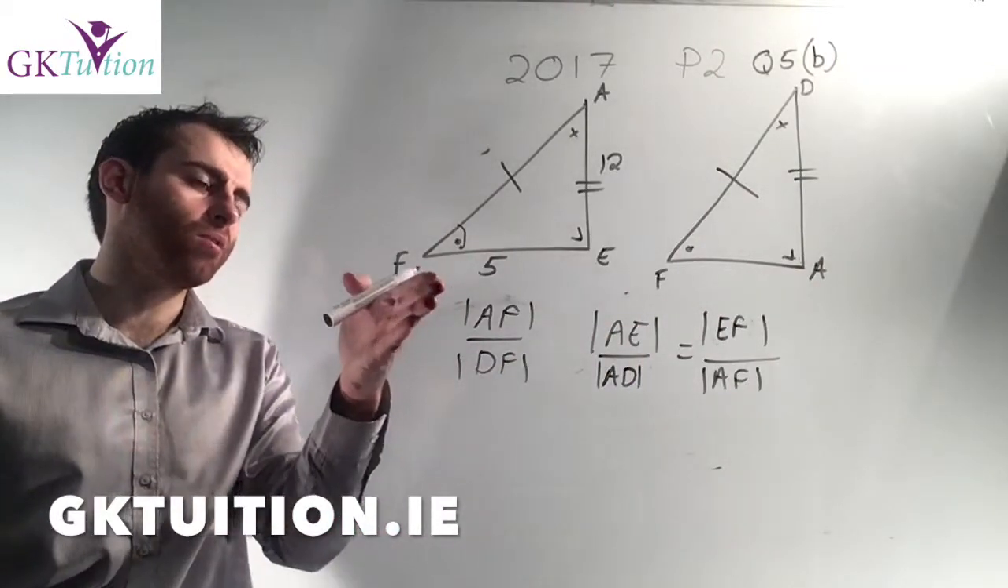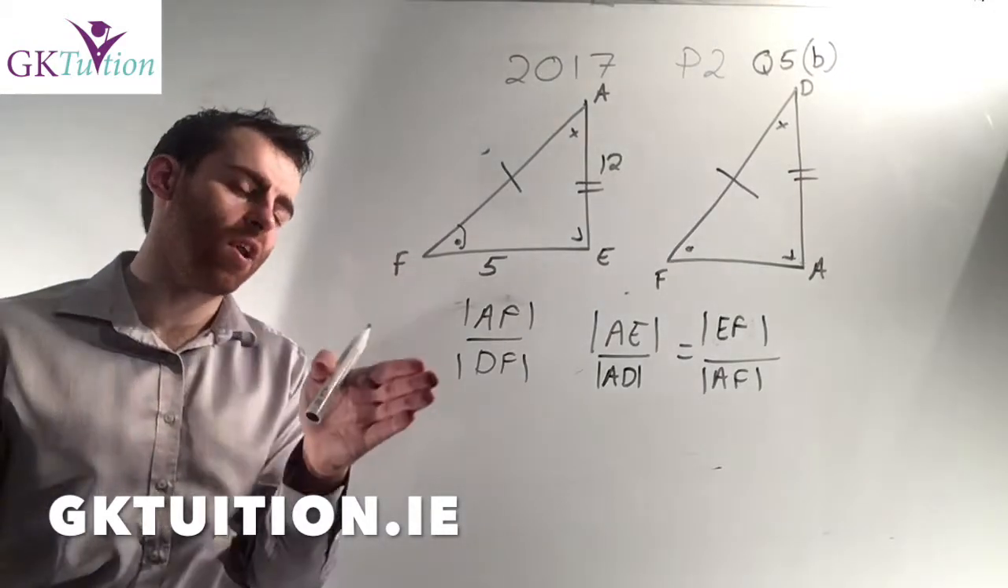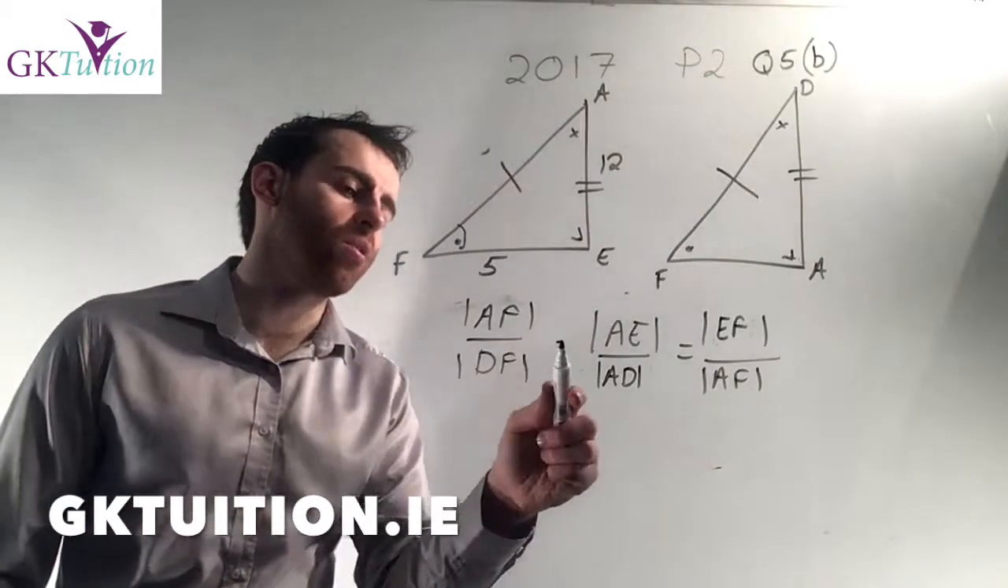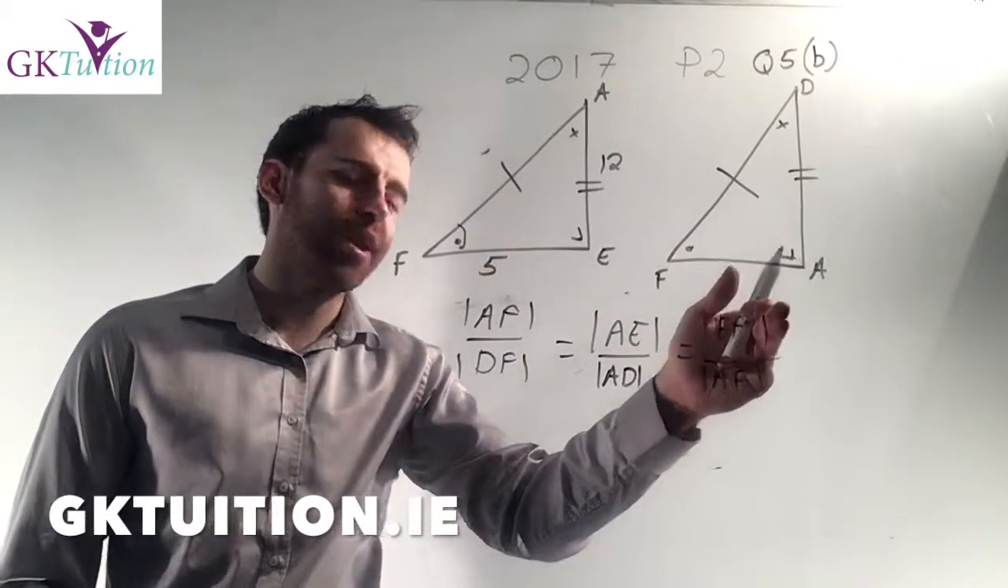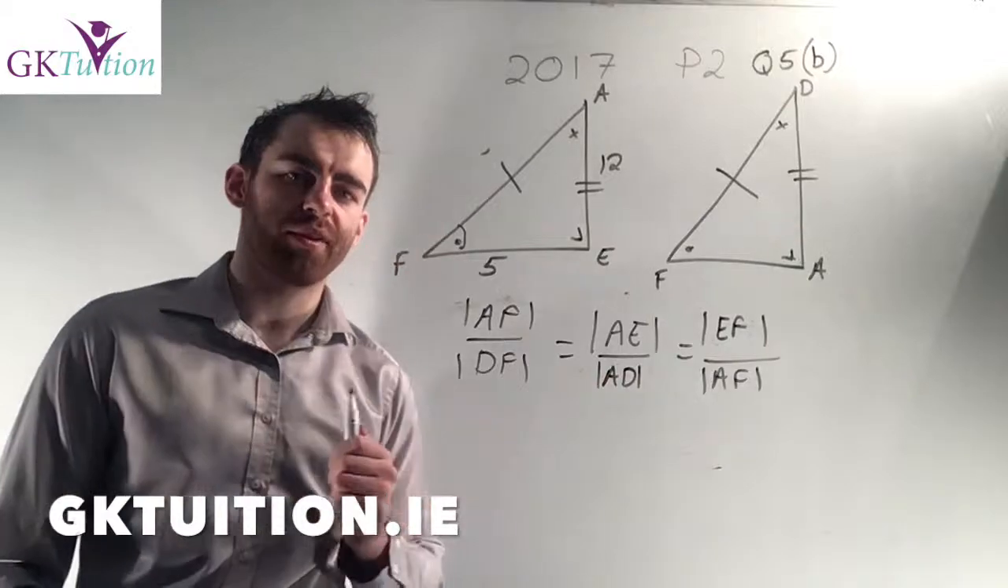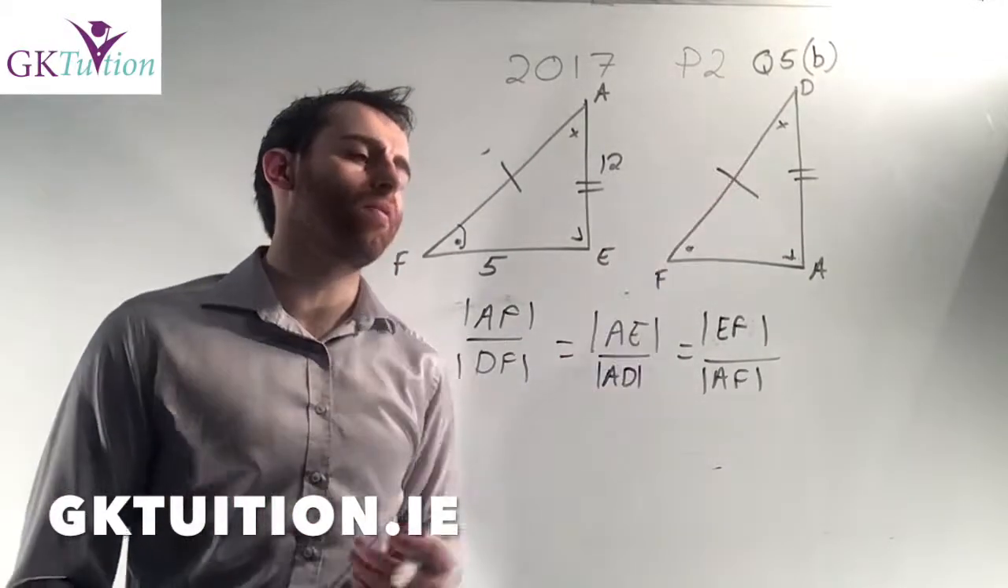In other words, the hypotenuse of the one on the left over the hypotenuse of the one on the right is equal to the side of the one on the left over the side of the one on the right, which is equal to the base of the one on the left over the base of the one on the right. The question was to find the value of AD.